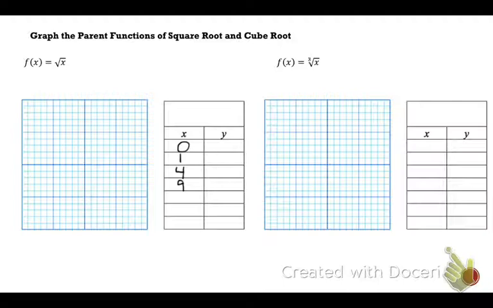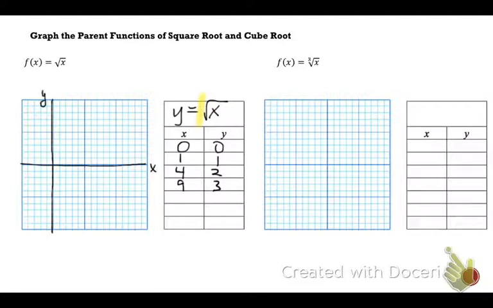So this is my parent square root function. So the square root of 0 is 0. The square root of 1 is 1. And we're doing the positive because there was no negative sign indicated out front. So that means that we are to take the positive square root. Square root of 4 is 2, and then the square root of 9 is 3. So notice I'm all positives, both in my x and y. So I'm going to give myself lots of positive space, and that will work for us.